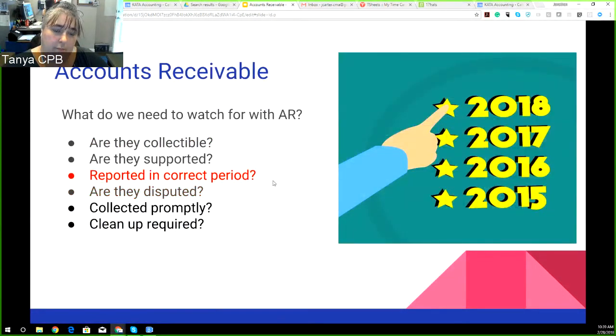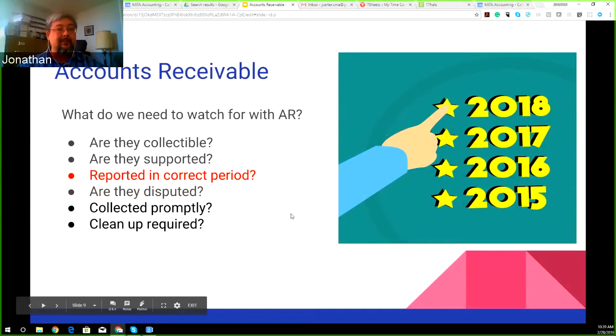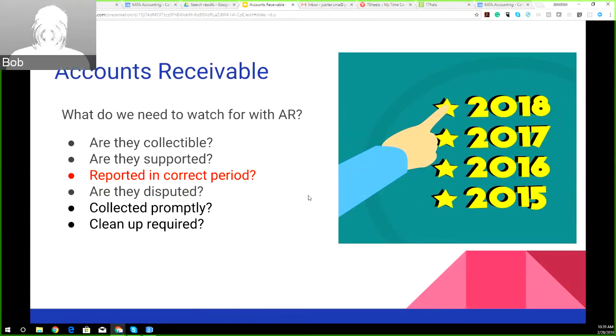So another important one is reporting in the correct period. And again, Bob, I know you have a story about this. Yes. We worked on a company. It was actually in the women's healthcare industry, and they were on a bonus plan. They were a subsidiary of a U.S. company, and they were running very close to their bonus measures at the end of the year.